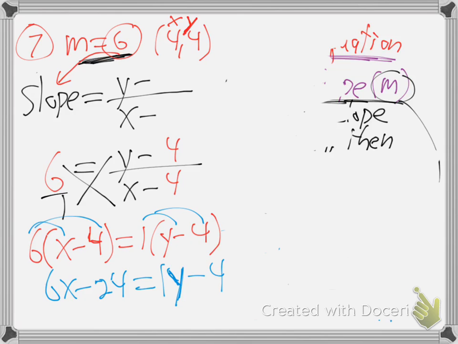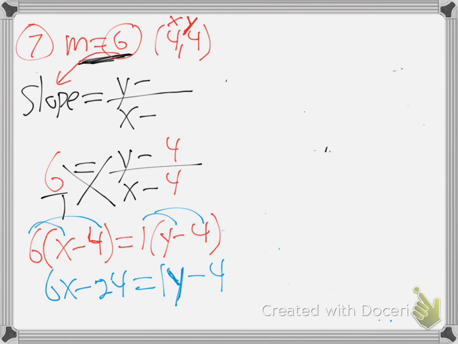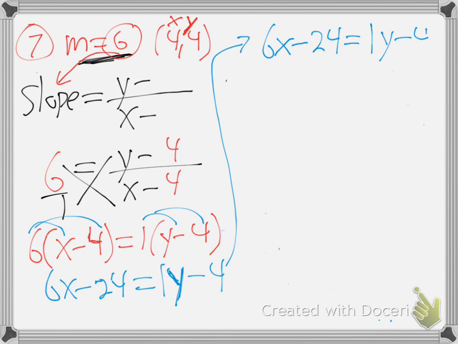I know this is complex. It'll be kind of the same every time. So after you've done 4 or 5 of them, it'll be more routine. So coming up here, we have 6x minus 24 is 1y minus 4. Good to there so far?